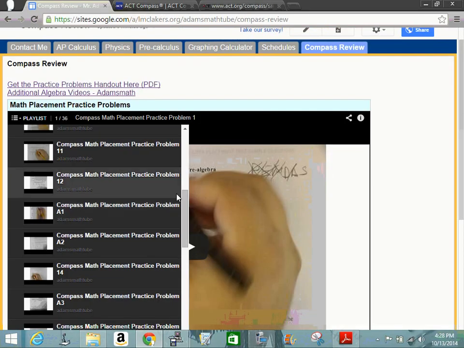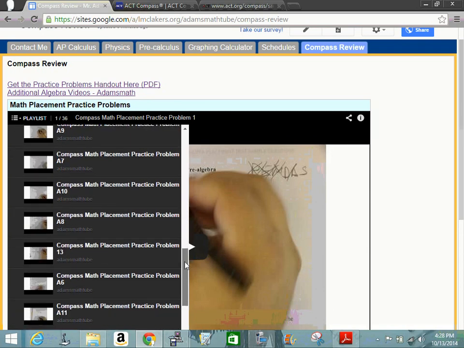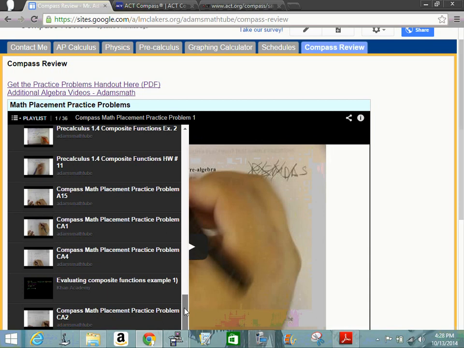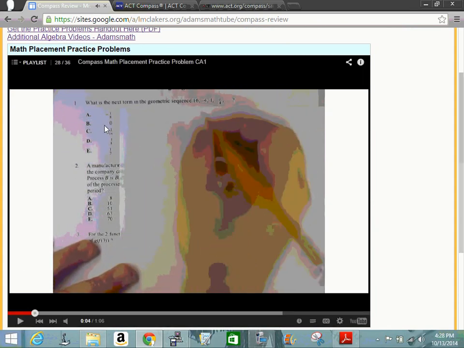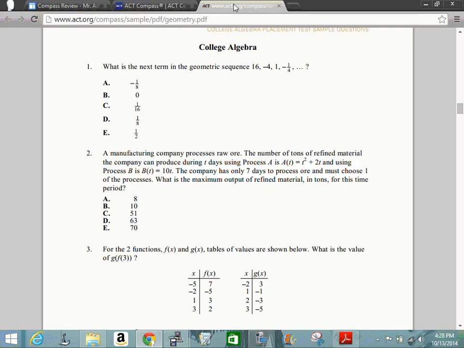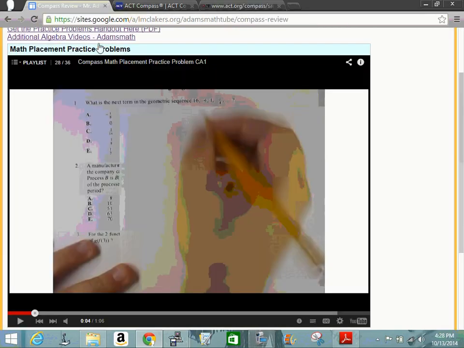So again, if you just scroll down the playlist, here's CA1. So if I click on this, okay, this video here is CA1, and that's corresponding to question number 1 from the college algebra. So it's a geometric sequence. If we look at the video, geometric sequence. So that's where you can find the two worksheets. And like I said, I didn't have time to do that whole second packet, but we're really focusing on the algebra portion. So I did most of the college algebra ones.